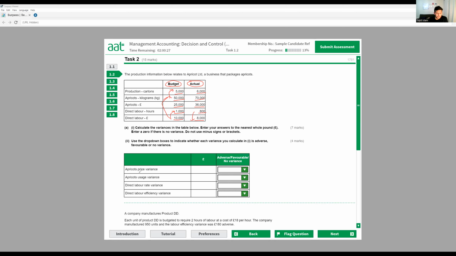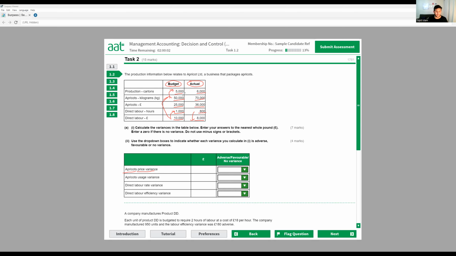Let's look at the first one, the apricot price variance. For the price variance, we always look at the price, but not the quantity. Remember that. When you have a usage variance, we look at the quantity, but when you have a price variance, we only look at the price. So here we're looking at the price for apricot, that means the material.